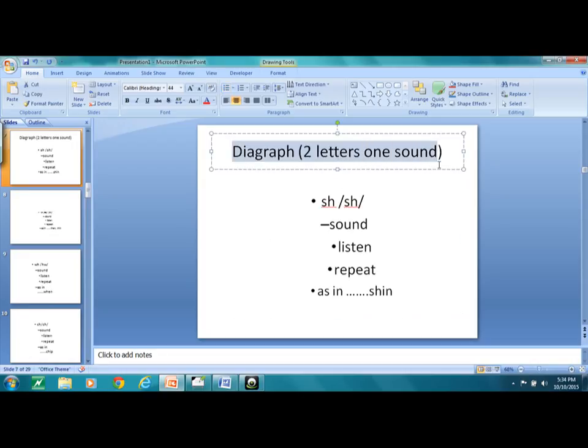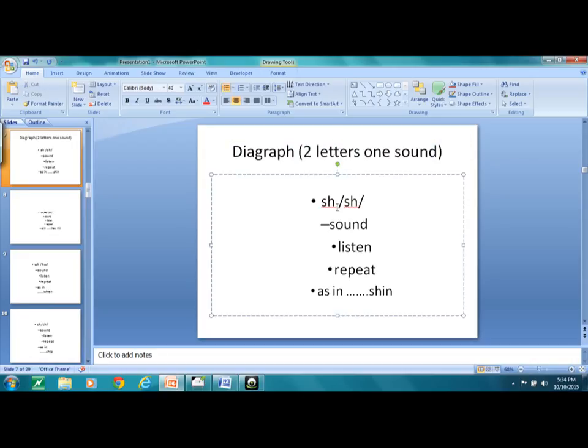Digraph is two letters to make one sound, so here we go. SH. Sh. Shin. SH. Sh. Shin.